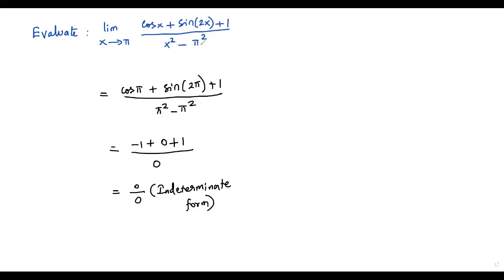For that, I have to consider the step which comes right before where I applied the limit. So in this step, I have to use L'Hopital's rule. By using L'Hopital's rule, we get the limit as x approaches pi. I have to find the derivative of the numerator. The derivative of cosine x is negative sine x, plus the derivative of sine 2x, which is cosine of 2x.